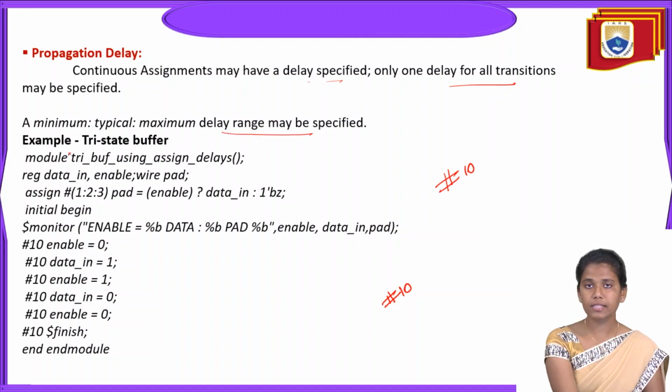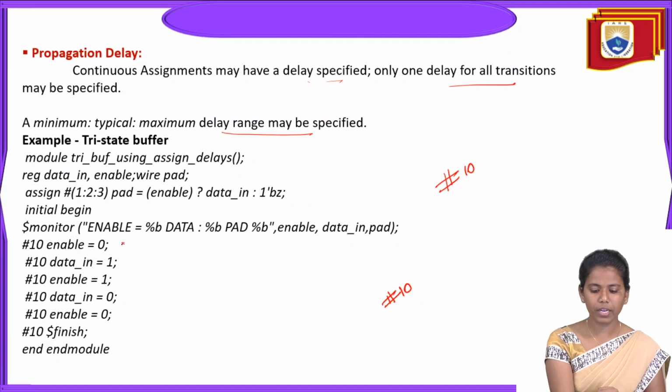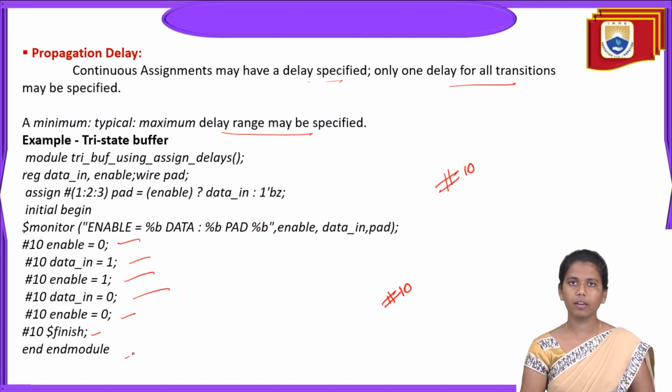My example is about the tri-state buffer. Again, module using assign delay, register in, wire pad, and assign delays of 1, 2, 3. That means we are considering 3 delays: delay 1, delay 2 and delay 3. So, initial, for 10 nanoseconds of delay 0, 1 and 1, 0 and 0, 0. And then end module.